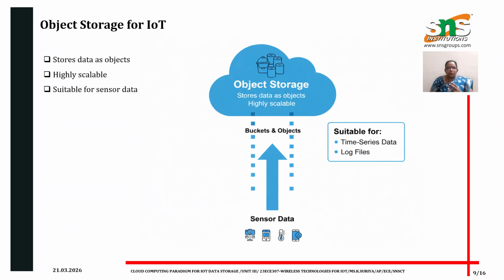So next one is the object storage for IoT. So in object storage, each piece of data is stored as an object with a unique identifier. So this makes it easy to retrieve and manage the large data sets. So it is highly scalable, meaning it can handle billions of data points generated by the IoT devices. For example, sensor data for a smart agriculture system can be efficiently stored using the object storage.